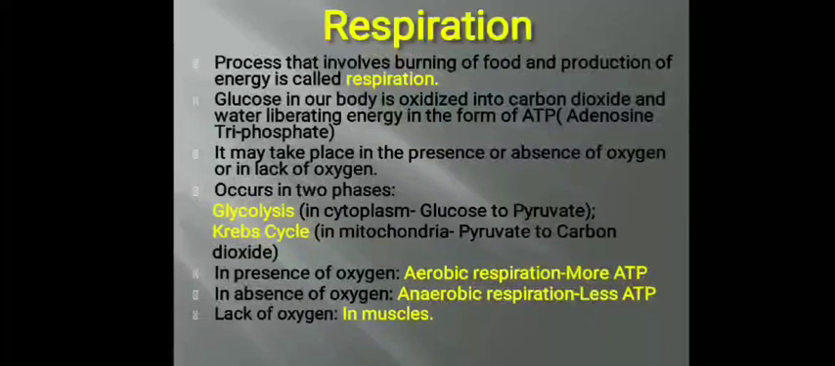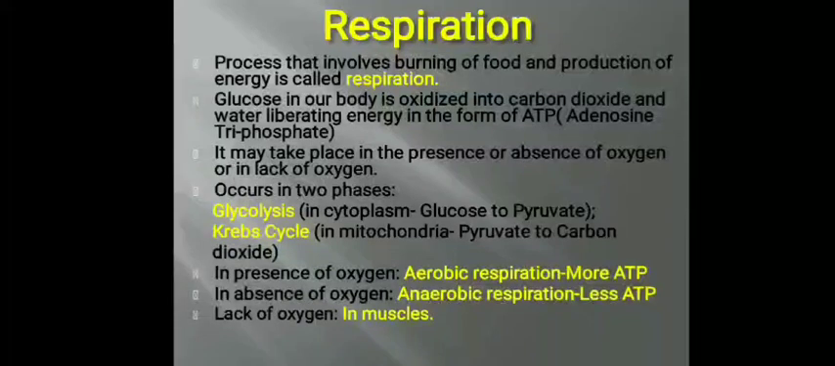After glucose is broken into pyruvate in the cytoplasm of a cell, it moves to the mitochondria. In the mitochondria, pyruvate is further converted into carbon dioxide, liberating a high amount of energy, and that is called the Krebs cycle. So glycolysis takes place in the cytoplasm, and the Krebs cycle takes place in the mitochondria, where a high amount of energy is produced. That's why, if you recall your old concept, the mitochondria is called the powerhouse of the cell.